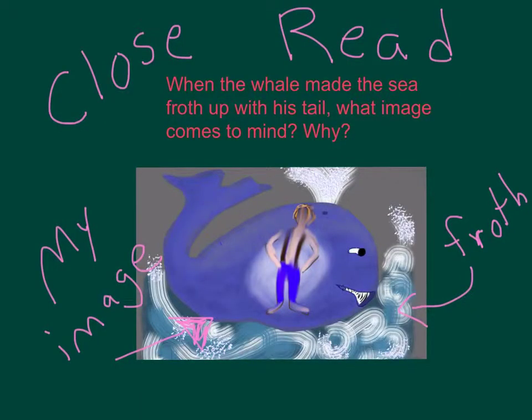This is really, for me, the biggest part: how this example shows when the whale made the sea froth up with his tail. What image comes to mind? Why? This is a close read question. And you can see I then popped in the image, showing what I consider froth of the sea.